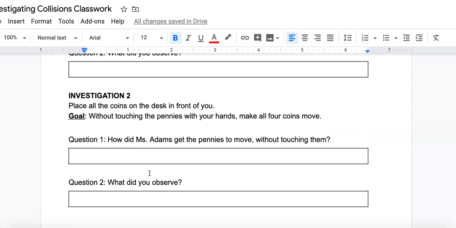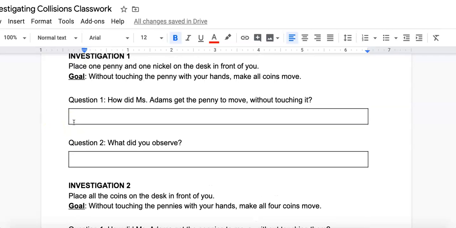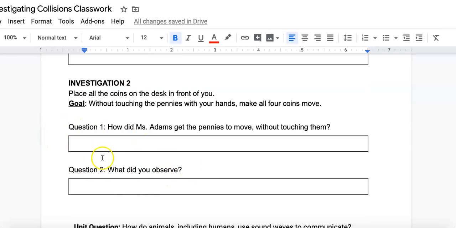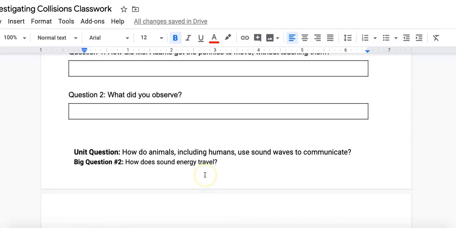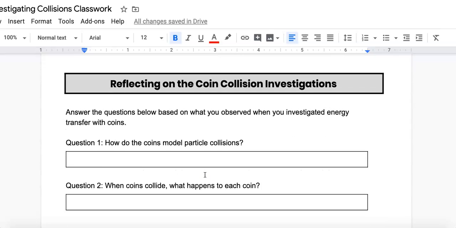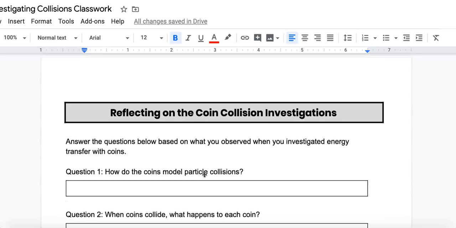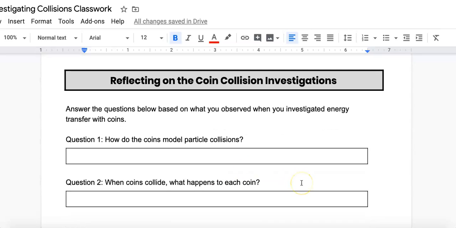For investigation 2, you're going to place all the coins on the desk in front of you, and then your goals are right here, but they're going to be mentioned in the video as well. And then you have 2 more questions for investigation 2. Don't forget the last page right here. Sometimes we stop right here and don't continue on. Please remember to scroll down all the way so that you don't miss out on any work, because you want to turn in high quality work and get full credit.